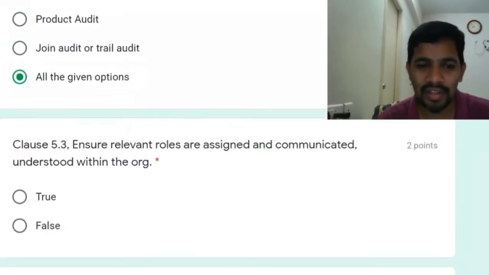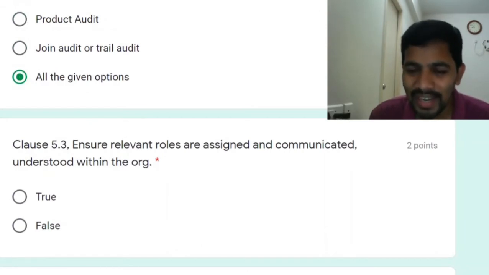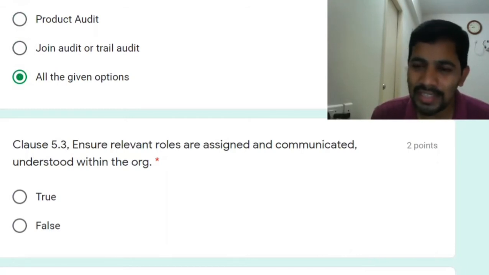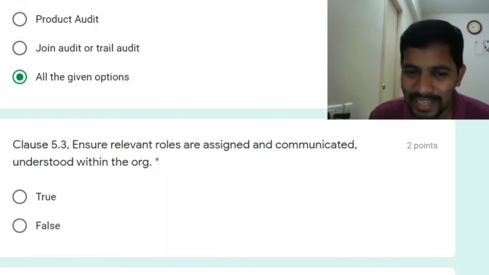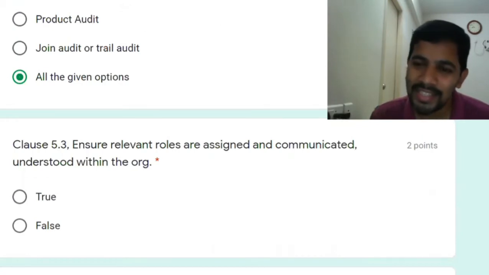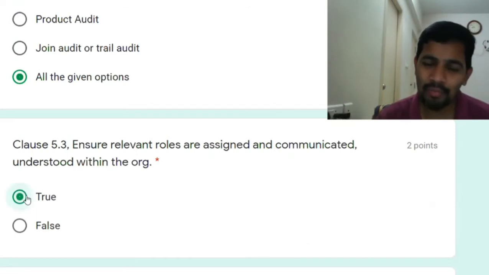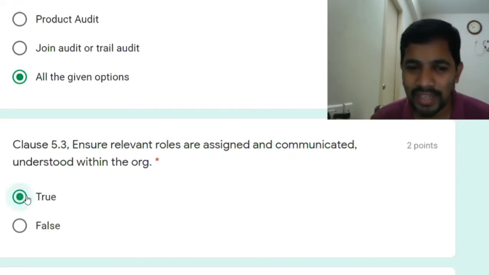Ensure, in clause number 5.3, relevant roles are assigned and communicated, understood within the organization. Let's go to the main clause first. Clause number 5, as you all know, is the leadership clause. And in the leadership clause, it says the top management shall ensure relevant roles are assigned, communicated, and understood within the organization. Is this a true statement or not? Yes, it is true.